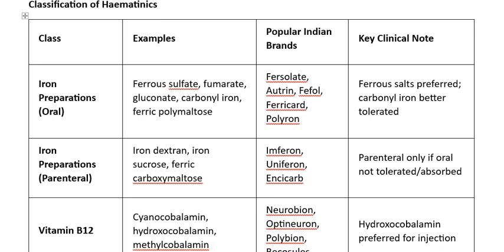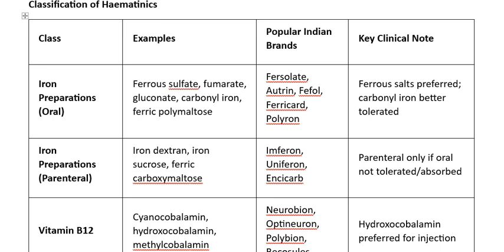Absolutely. Compliance is key. What about parenteral iron, the injected forms? Examples here include iron dextran, iron sucrose, and ferric carboxymaltose. You might see brands like Imferon, Uniferon, and Insacarb. And the clinical note for these? The crucial thing is that parenteral iron is reserved for situations where oral iron just isn't an option. Maybe the patient can't tolerate the side effects even after trying different types, or they have conditions like inflammatory bowel disease, IBD, that prevent proper absorption from the gut. So oral is usually the first line. Parenteral is for specific situations.